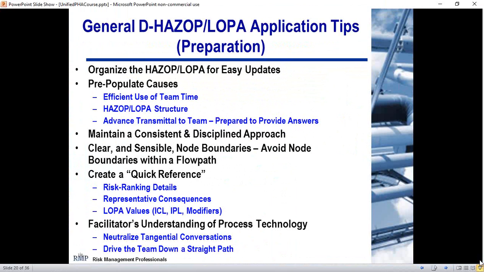Make sure you pick up a lot of the key scenarios, and it allows the team to brainstorm for some of the more complex issues after the basics are done. The structure for the HAZOP and LOPA is clear, it's organized, you can find things a lot easier, so that when you go through and update it as your design changes, it's a lot easier.